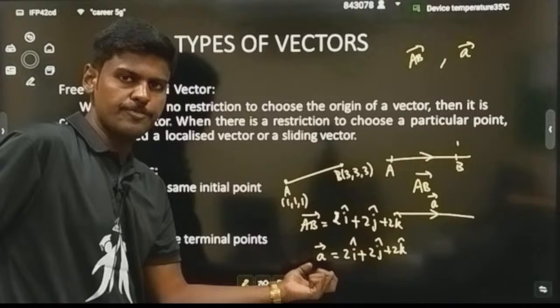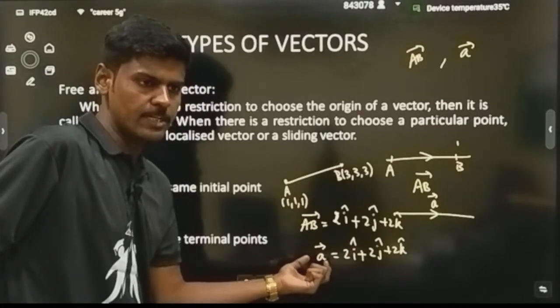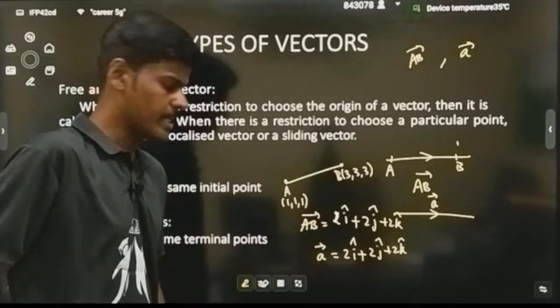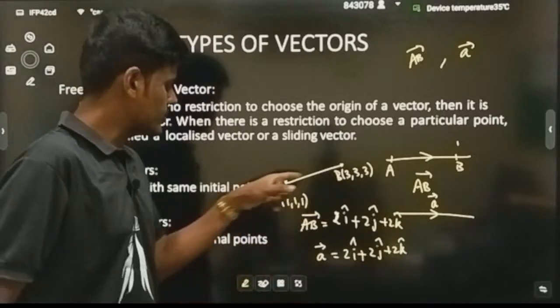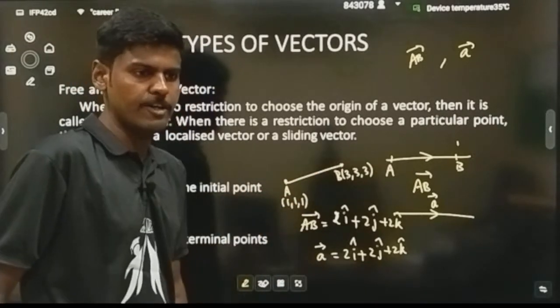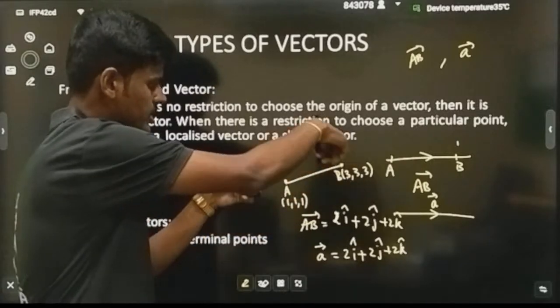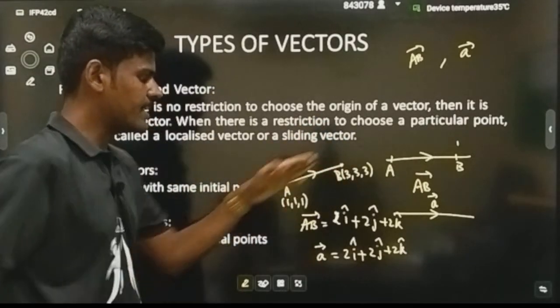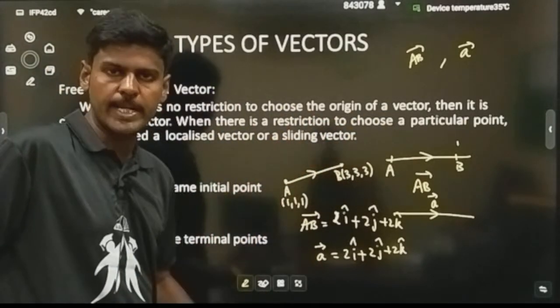But here, there is no fixed position for this vector, A vector. For AB vector, the position is 1, 1, 1 for point A and 3, 3, 3 for point B. That means both these positions are fixed, and we also have a direction that is from point A to point B.